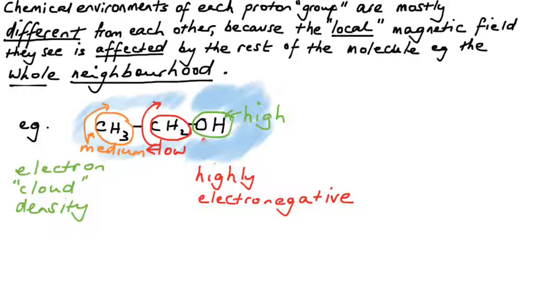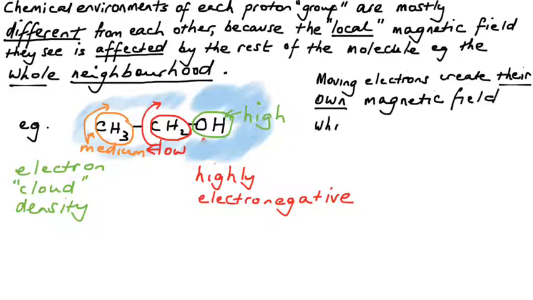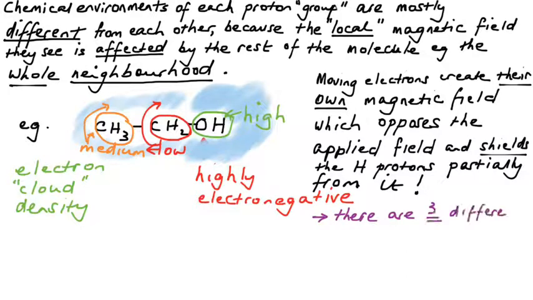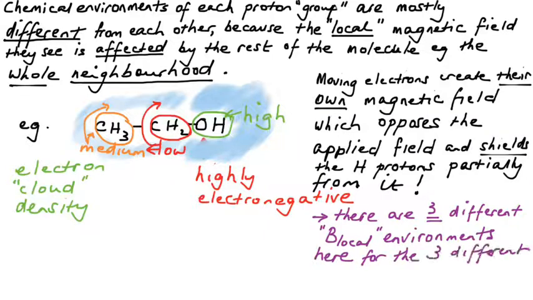The methyl group on the extreme left-hand side is not so badly affected because it's a bit away from the oxygen, okay? That ravenous oxygen. So can you see, the moving electrons create their own magnetic fields. Yes, they do, which oppose the applied field from outside and shield the protons, the H atoms attached to the carbons, partially from it. So there are three different B local, that's B meaning magnetic field, local environments here for 3 different proton positions. And what are they?